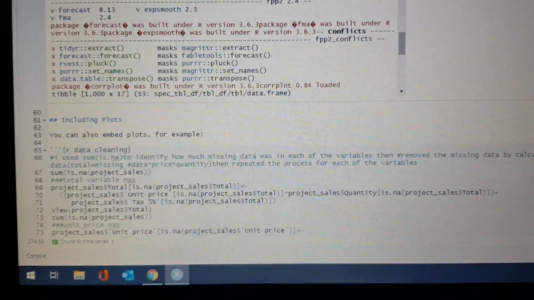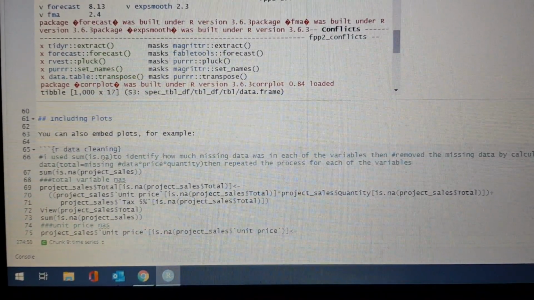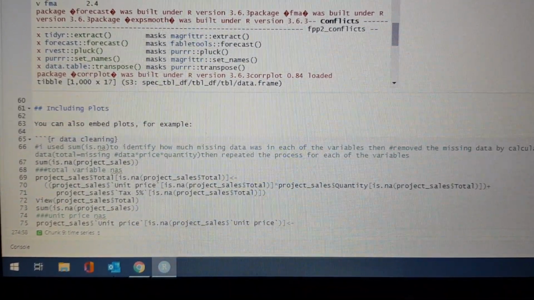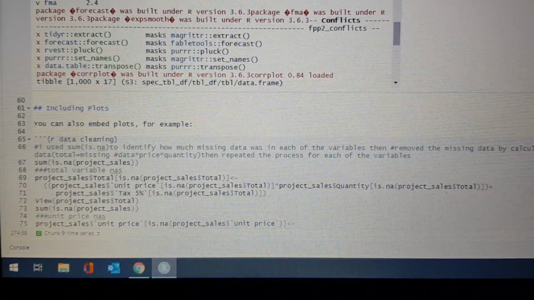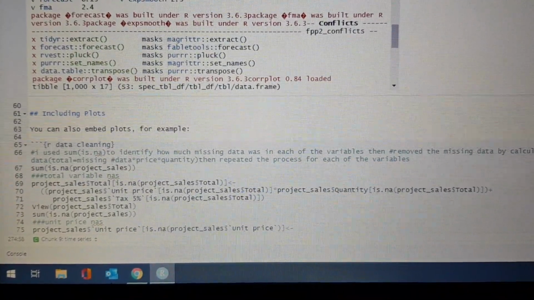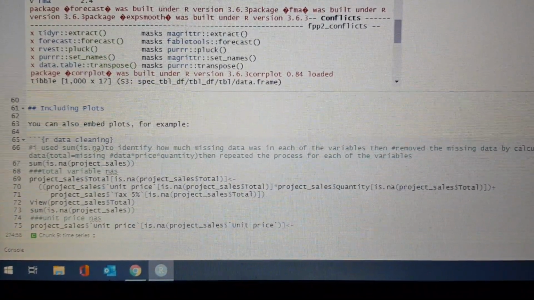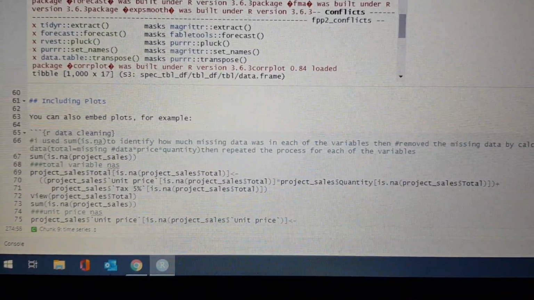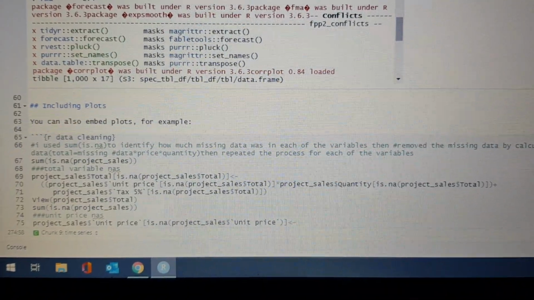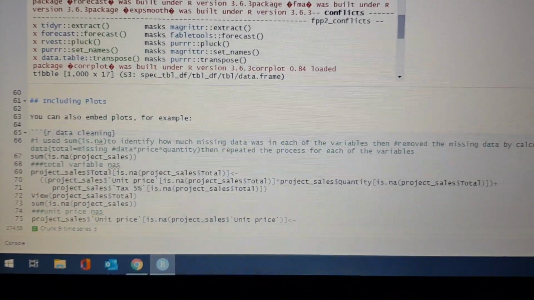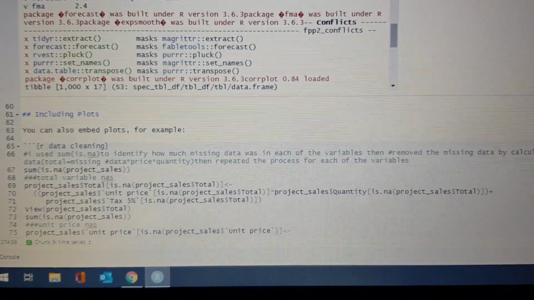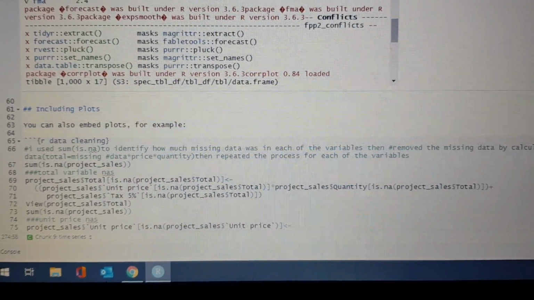So then I tried to clean the data by using some is.na on project sales to see how much missing data there was. I found there was quite a bit of missing data, so I looked at the different variables. I looked at the total variables, and project sales total is NA, set equal to project sales unit price times project sales quantity, plus project sales tax.